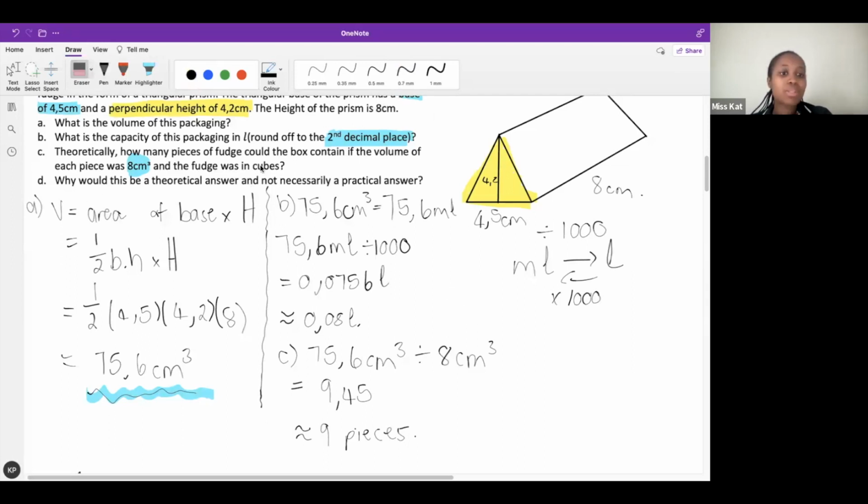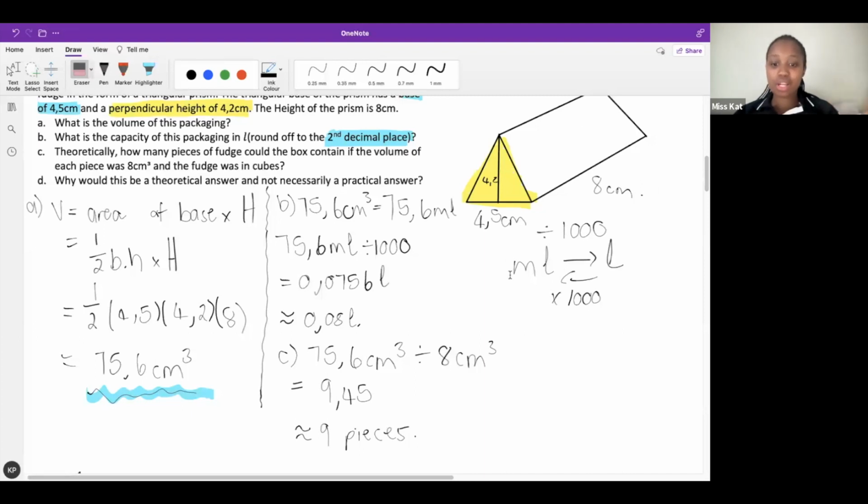Okay, why would this answer be theoretical and not practical? Why does this answer not make sense? Look at the information given in C, guys. There's a piece of information there that makes this not make sense. It says theoretically you would fit 9, but would you actually be able to fit 9? Think about it. You need to think carefully, guys. Why not? Thank you, Wadey. See, we are thinking now.